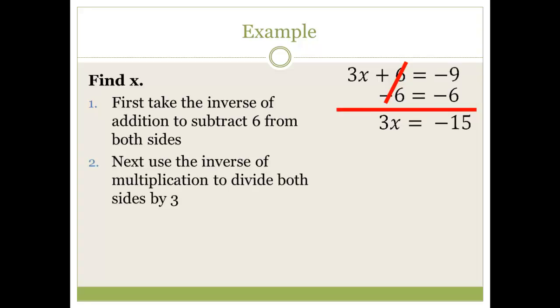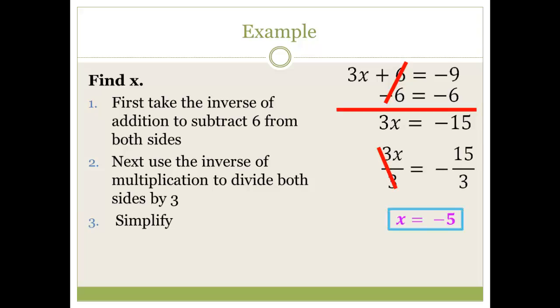Next, we will take the inverse of multiplication and divide both sides by 3. Then we simplify. The 3 cancels out, and we are left with our final answer of x equals negative 5.